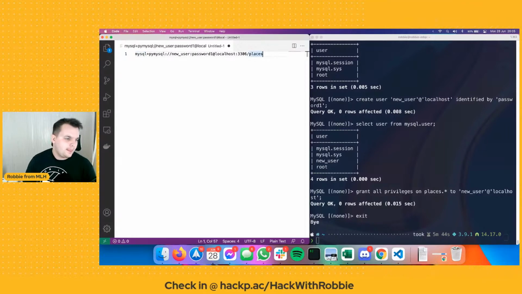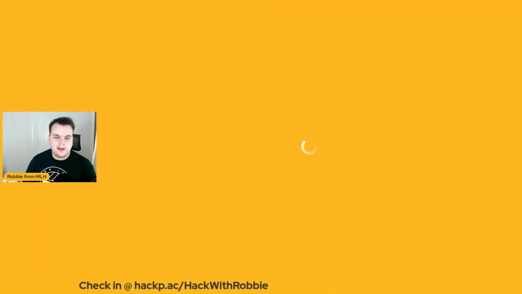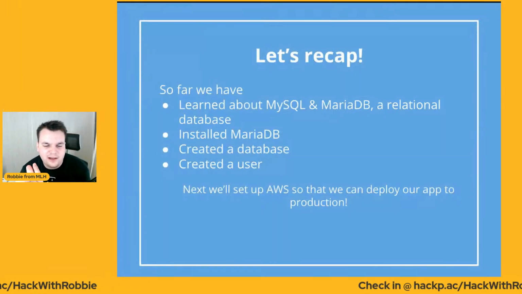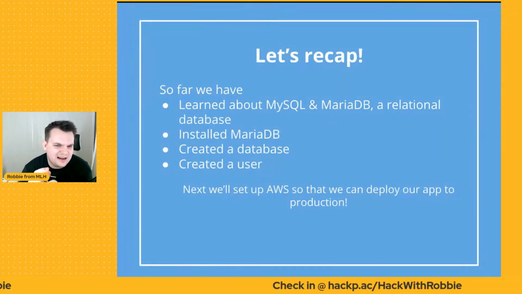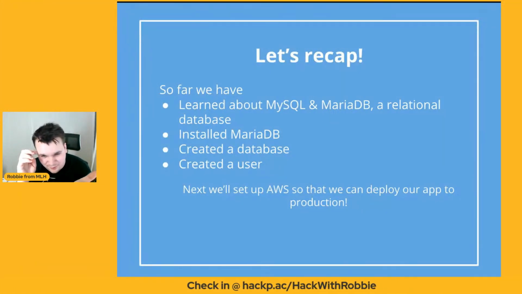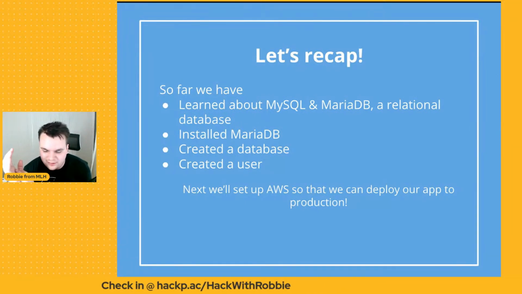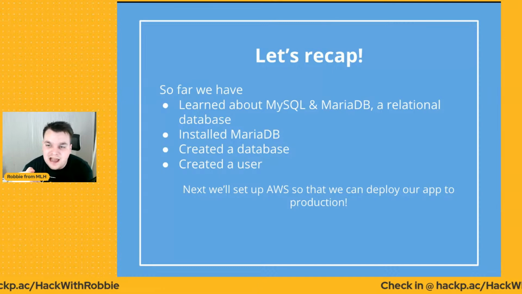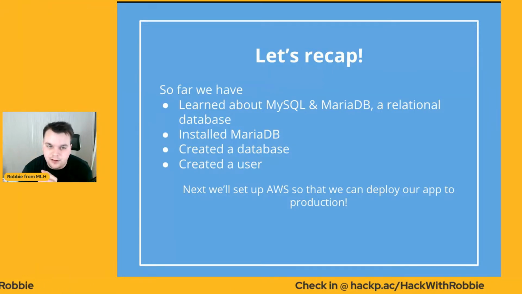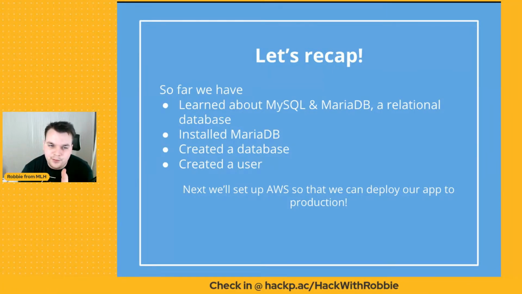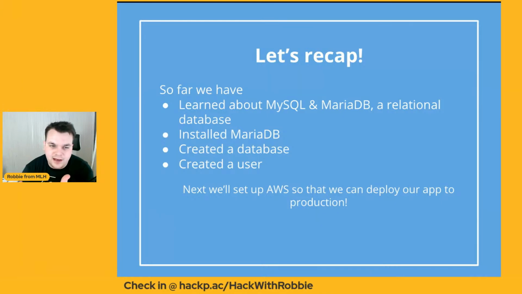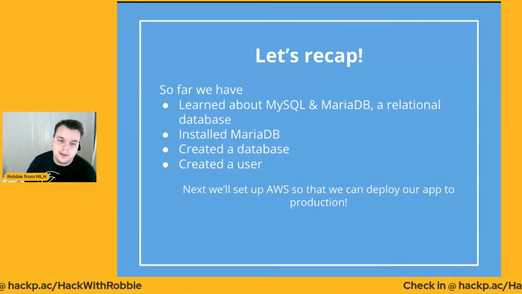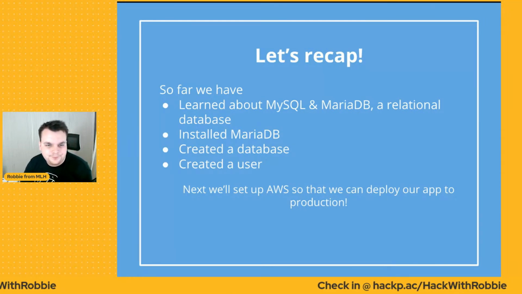Back to the slides. Let's keep going. Let's recap. So far, we've learned about MySQL and MariaDB. Still not clear on what the difference is, but I think MariaDB is a fork of MySQL. Because it's a fork, it still uses the old MySQL name everywhere. Weird one. So that's a relational database, so tables can reference other tables. We installed MariaDB, we created a database, and we created a user. And we also gave that user permissions for the database we made.